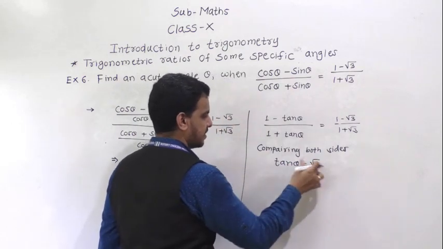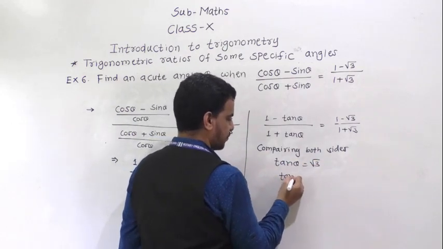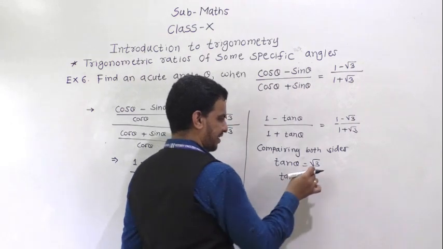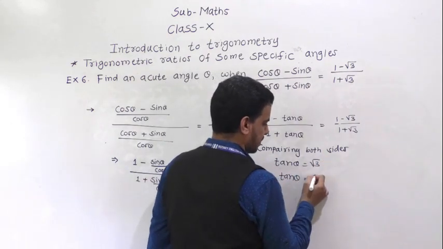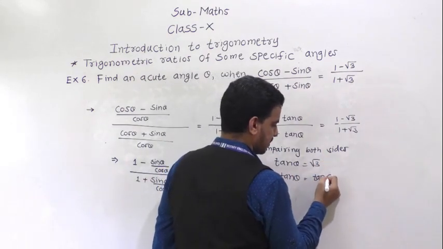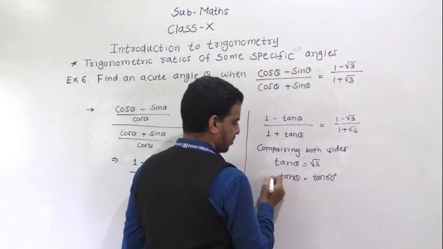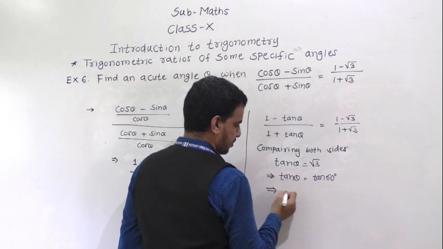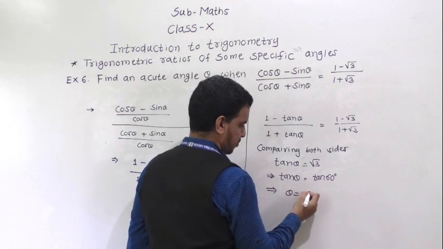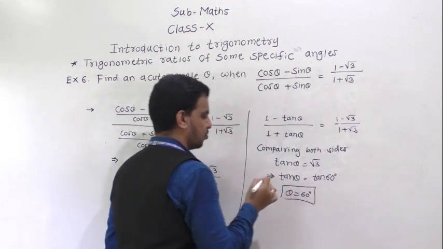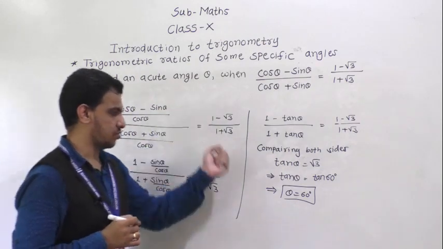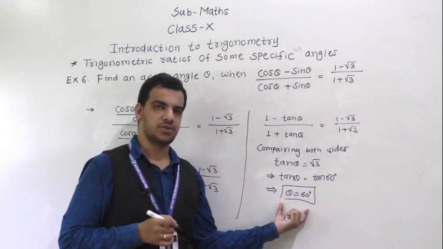So if tan theta is equal to root 3, for which value do we have tan theta equal to root 3? That is theta equal to 60 degrees. So tan 60 degrees is root 3. So if tan theta is equal to tan 60, theta is equal to 60 degrees. Here we had to find theta, so now we have theta is equal to 60 degrees.